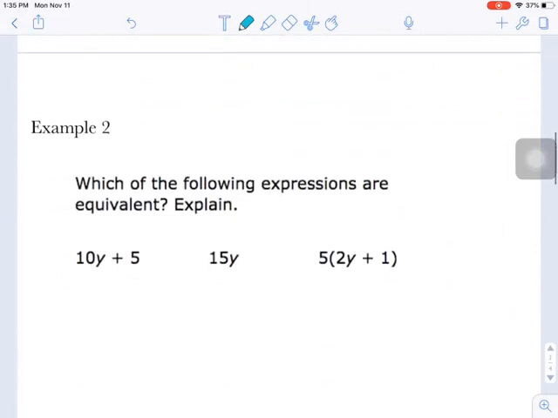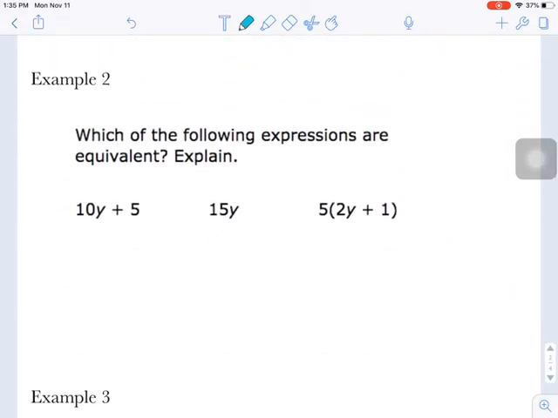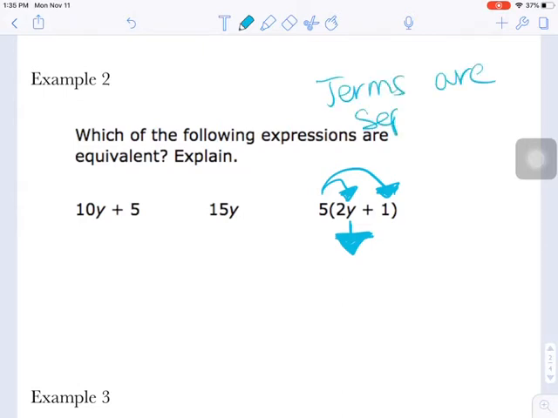All right, let's try another one. Example 2, which of the following expressions are equivalent? Explain. First thing we want to do is go over here to our parentheses and use distributive property to simplify. We're going to multiply 5 by both terms. And remember, if you don't remember from yesterday, terms are separated by an addition or subtraction sign. So in this case, there are 2 terms. The 2y is one term and the 1 is one term.